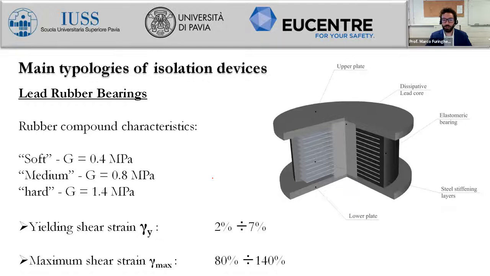Now, another typology of devices, which is still a rubber bearing, but with an addition, which is a dissipative lead core. The rubber compound characteristics are exactly the same. We have soft, medium, hard compounds with exactly the same shear modulus values. But we have also a dissipative lead core, and the role of this lead core is to provide an additional dissipation capacity to the overall device. And we will see that there is still the behavior of the rubber compound, which is a linear behavior with a very small capacity of dissipating energy related to the constant equivalent viscous damping ratio.